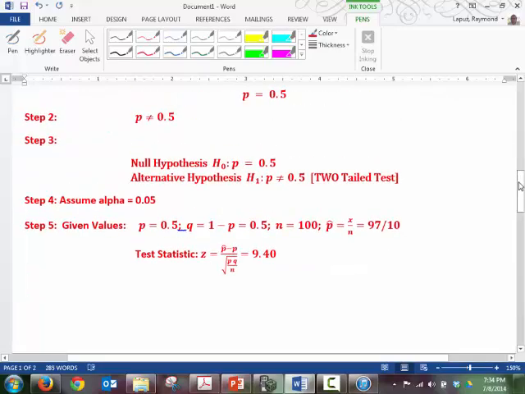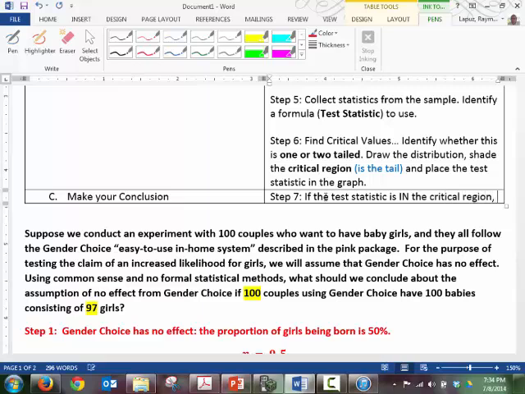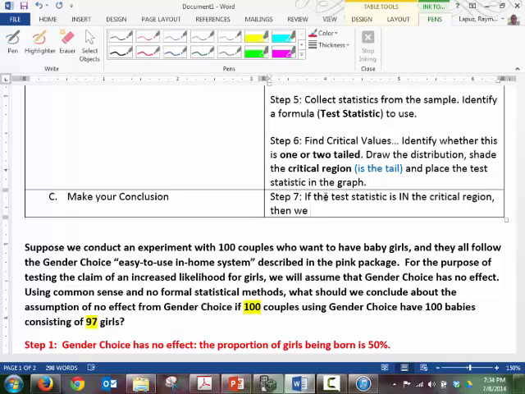So step 7 begins the decision-making process. In step 7, if the test statistic, that's your special formula, is in the critical region, then... the wording here is important.